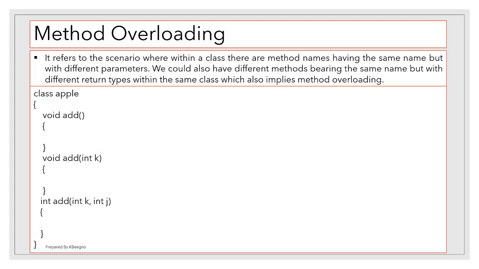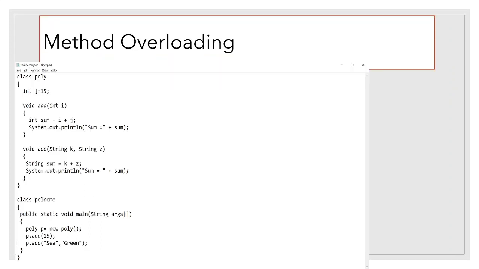Now we have method overloading. Within the same class, we can have several methods bearing the same name, but the parameters differ, and even the return type can differ. So method overloading is having several methods of the same name, but with different parameters, within the same class. Let's go with an example here.